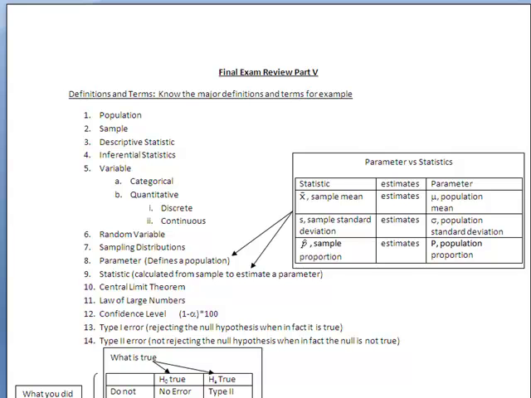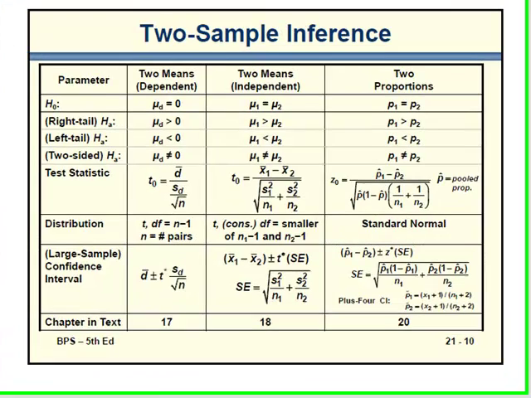Well, here we go again, the final exam review, part 5. We're going to continue with what we were doing in the previous one, which was looking at the two-sample problem.